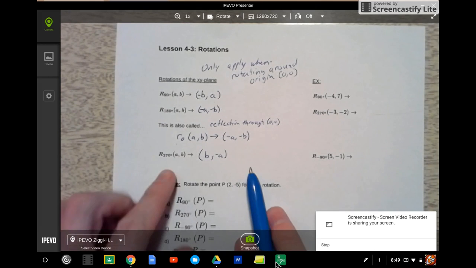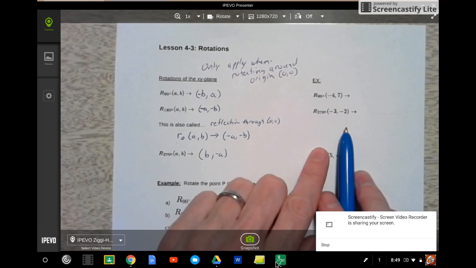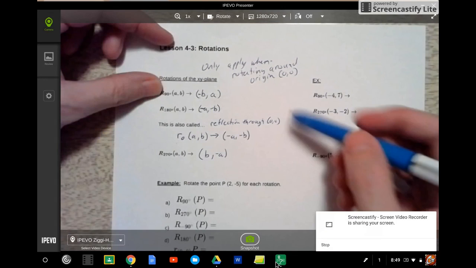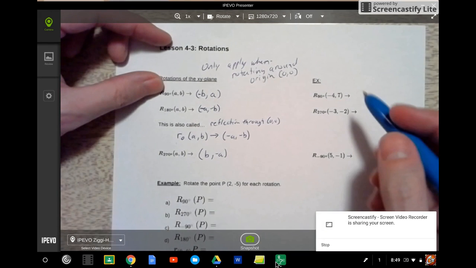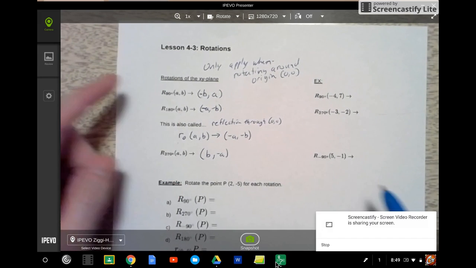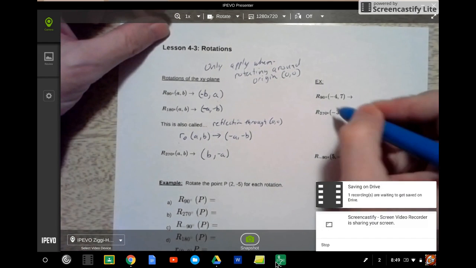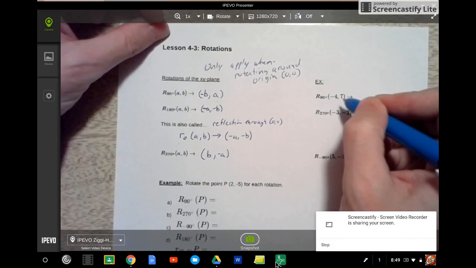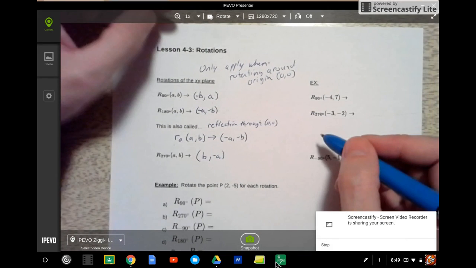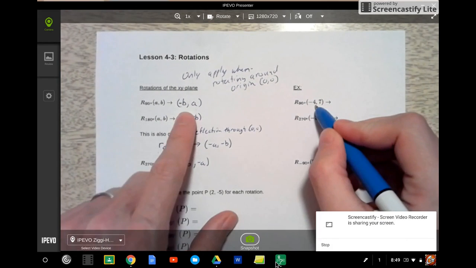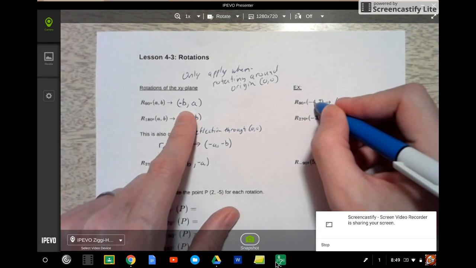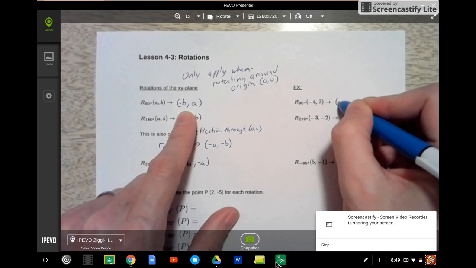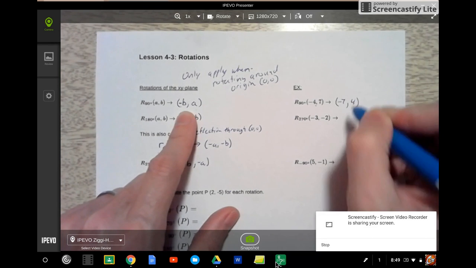So those were all the positive angles. Let's look at the negative. Well, if I go 90 degrees in a positive direction, that's like going 270 in a negative direction, because 90 and 270, that's a typo here. That should be 90 and 270 are the same thing. So if I rotate 90 degrees, that's going to be, in this example, instead of (negative 4, 7), I swap them. (Negative 7, positive 4).